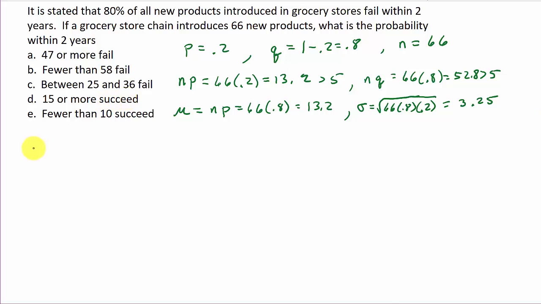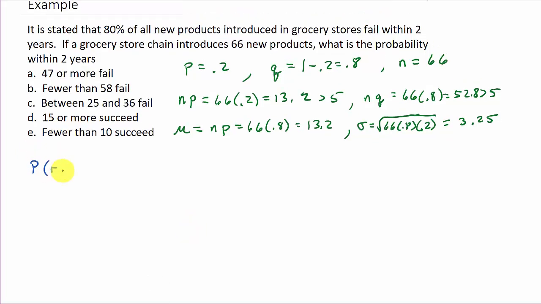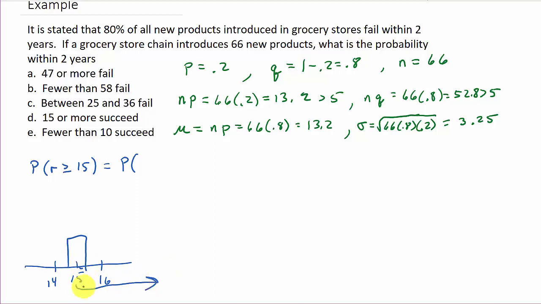So I've got the probability that R, 15 or more succeed. So that's the probability R is greater than or equal to 15. And then we've got to make our continuity correction, so we'll just draw the 15 real quick and the bar over it. Now I want greater than, so that's everything back this way, right? But I've got to come back 0.5 to take in the whole rectangle, so that's going to be x is greater than or equal to 14.5.